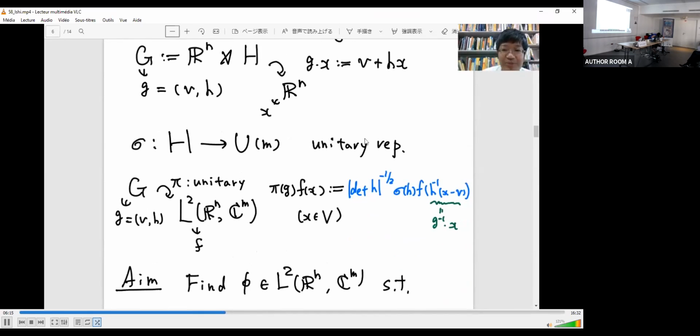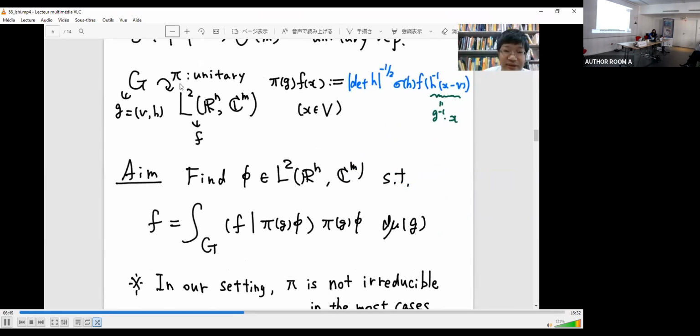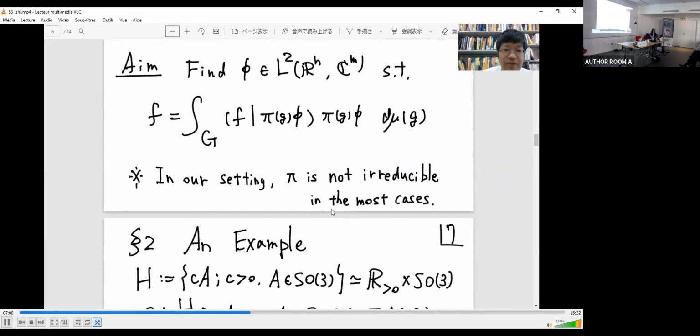Let sigma be a unitary representation on C^m. Then we consider the C^m-valued square-integrable functions on R^n and its action. We define the unitary representation pi in this way. Essentially, this is a translation by G, and f is a vector-valued function, and the sigma operator acts on it in this way. Then in this setting, under some general assumption, our goal is to find phi such that this reproducing formula holds. In our setting, pi is not irreducible in most cases. This is somewhat specific to our research.